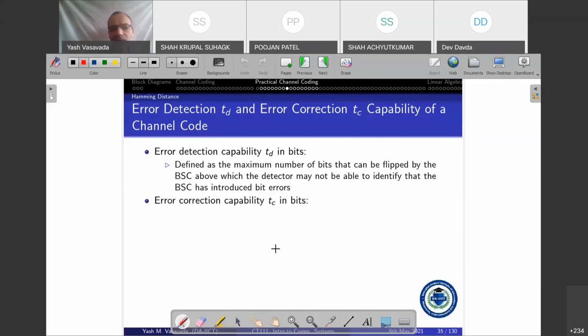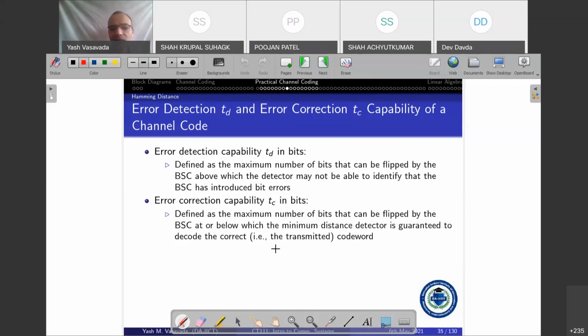And this TC is the error correction capability. This is defined as the maximum number of bits that can be flipped, at or below which the minimum distance decoder is guaranteed to decode correctly. And these are both functions of the minimum Hamming distance for this particular channel.